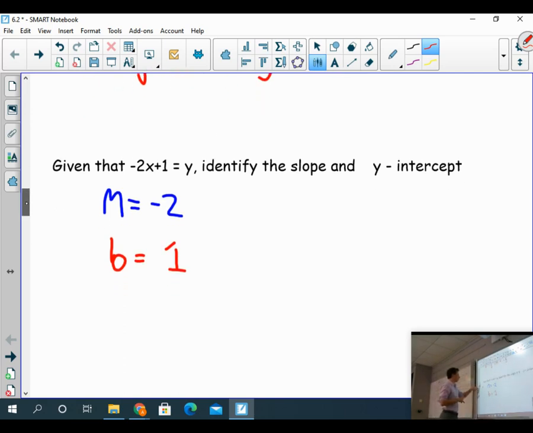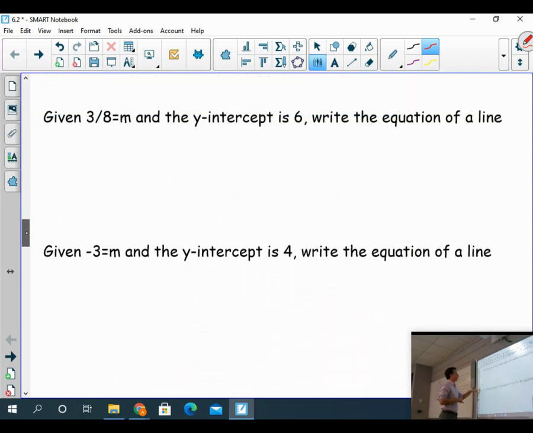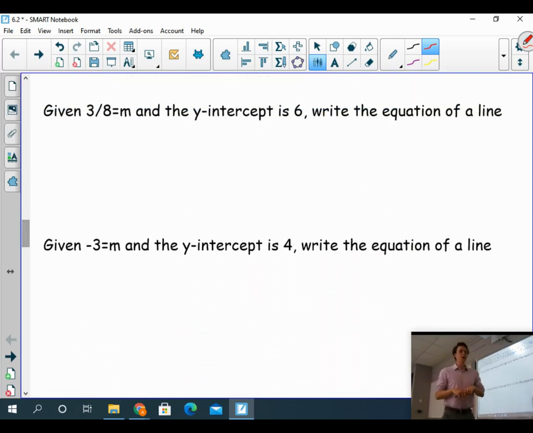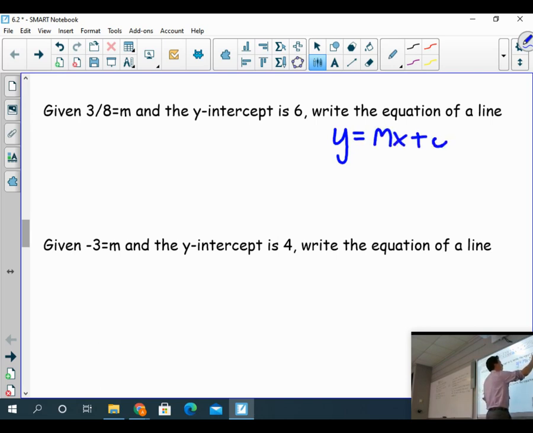So now let's go the other way. I will give you the slope and the y-intercept. You go ahead and write an equation in slope-intercept form. Well, again, we know slope-intercept form is y equals mx plus b. So the question becomes, what is our slope? Well, in this case, we see the slope is 3/8. The slope is 3/8, and the y-intercept is 6.